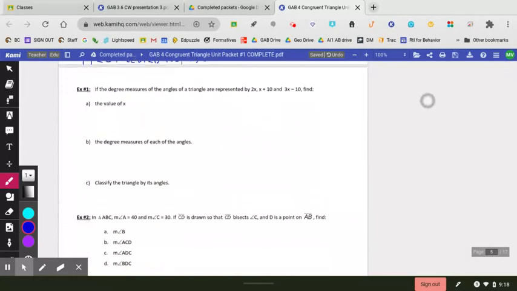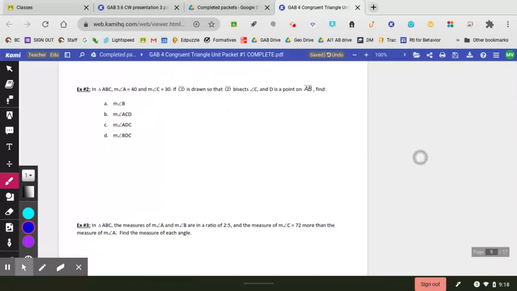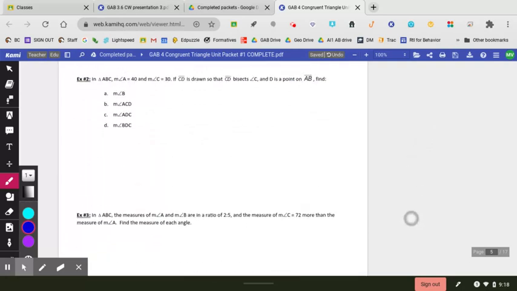So let's try this example. If the degree measures of the angles of a triangle are represented by that, find x. Well, we know that the angles always add to be 180. So therefore, 2x plus x plus 10 plus 3x minus 10 equals 180. I want you to pause and finish the rest of this example and examples 2 and 3 and come back and check.